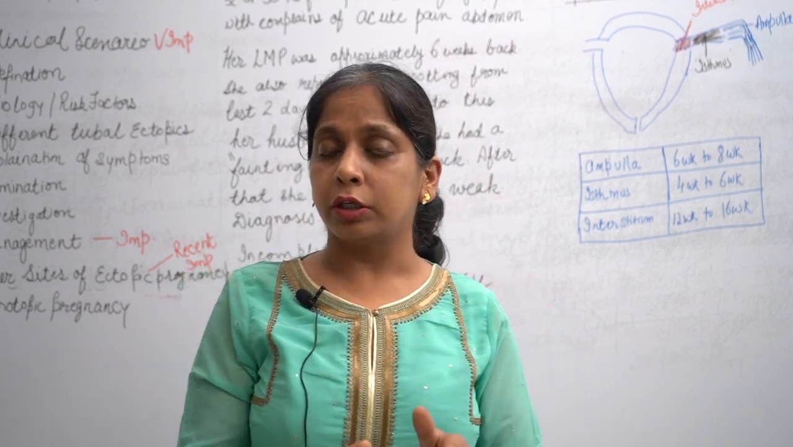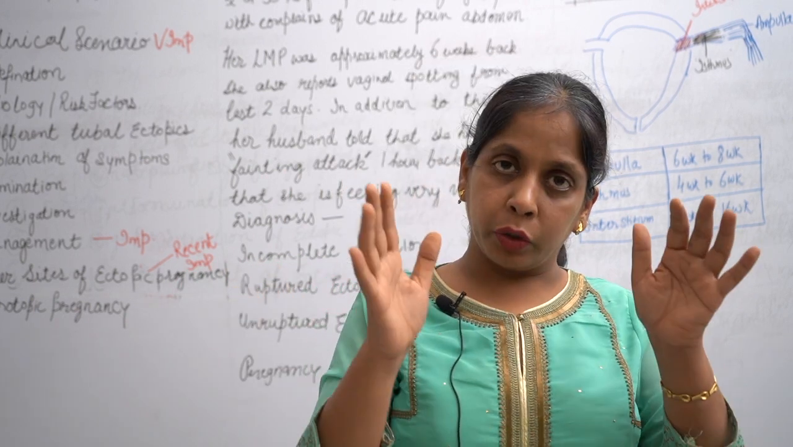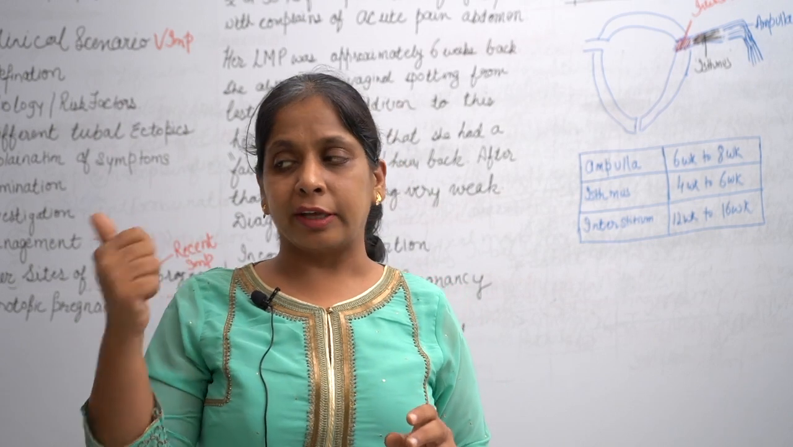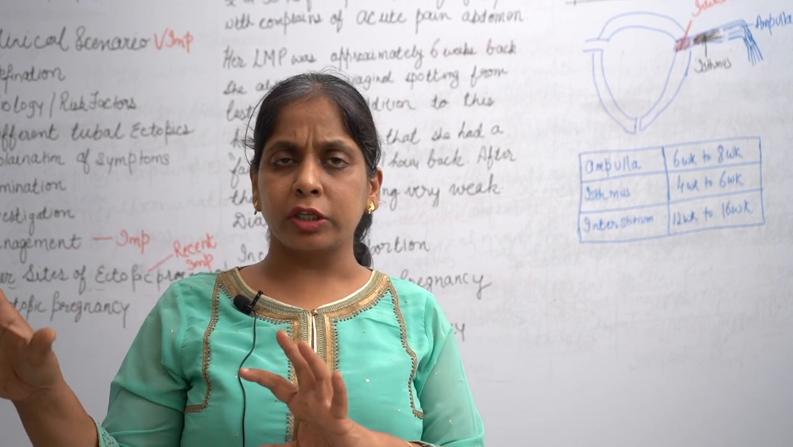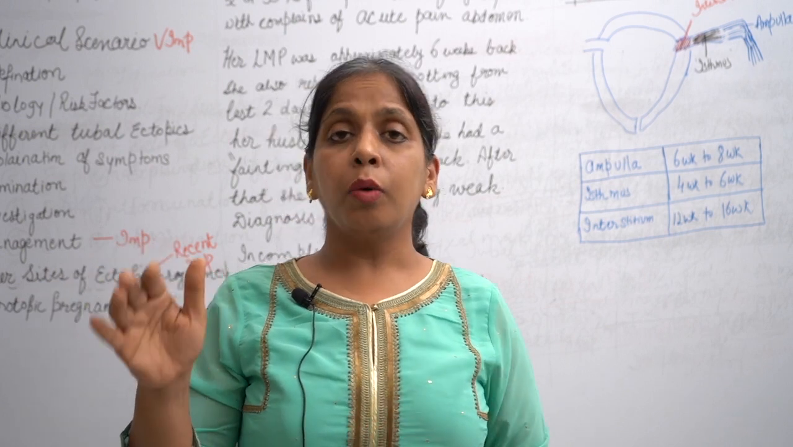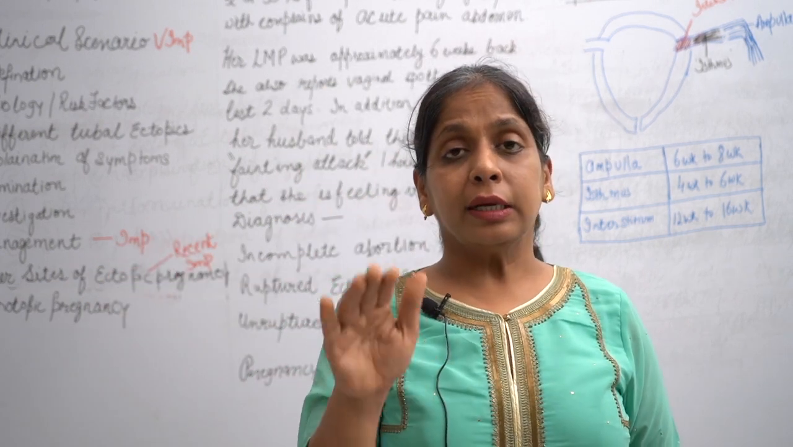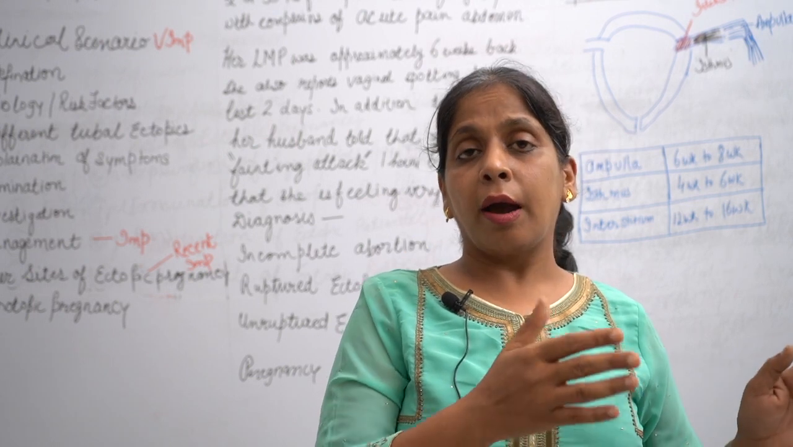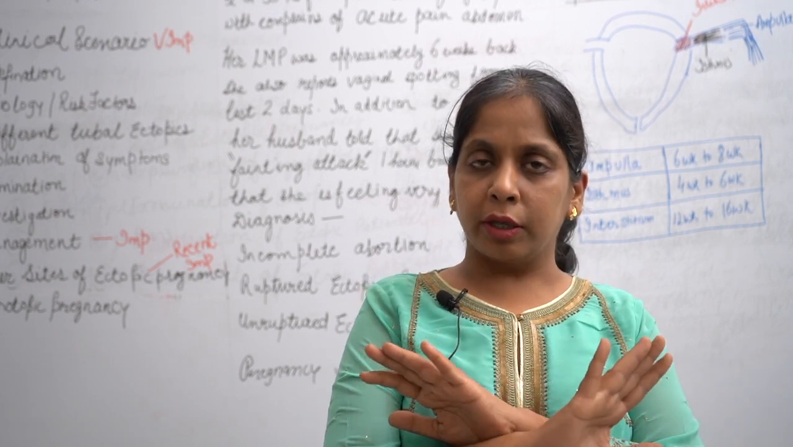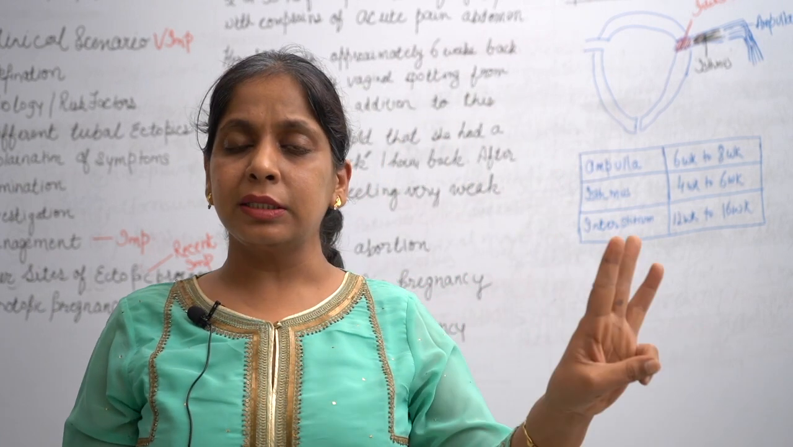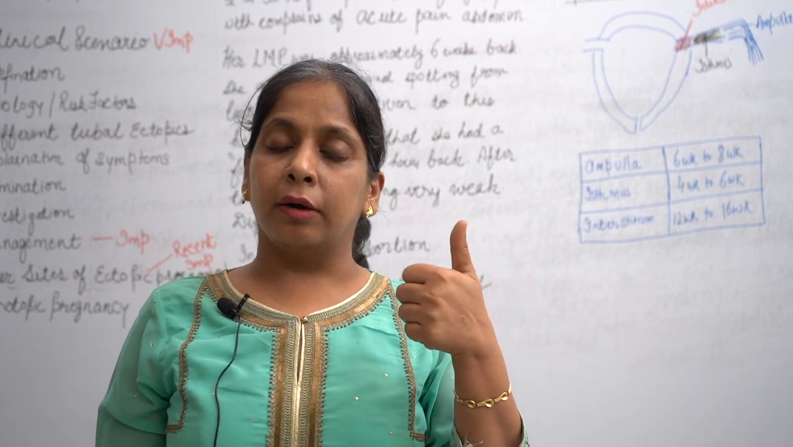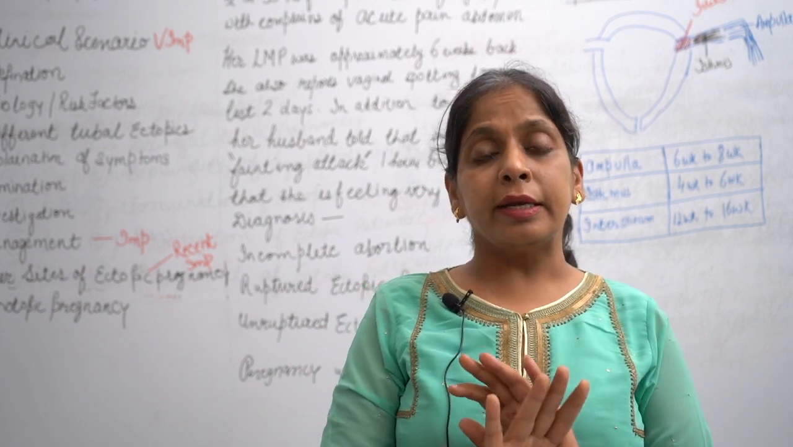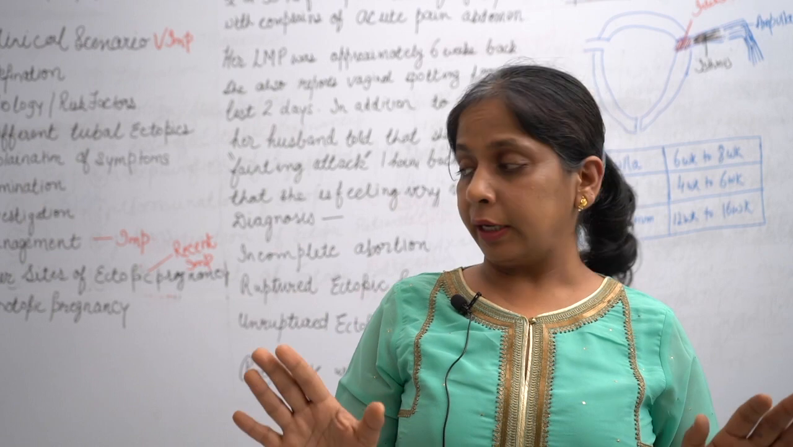Now as a doctor, you know that it is full and final. First there were two options, ectopic or abortion, and most chances are that it is abortion. But now that the husband told you she had a fainting attack 1 hour back, you know there is no other diagnosis with these three symptoms. If one has a fainting attack, it is a ruptured ectopic, because in abortion one never has a fainting attack.